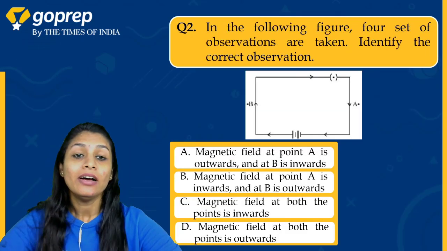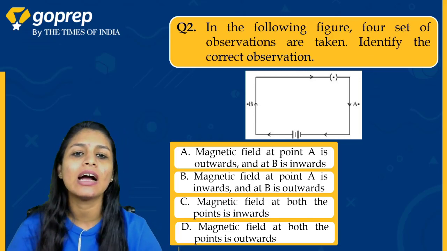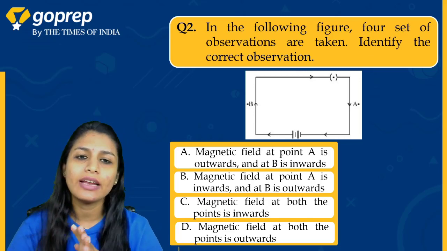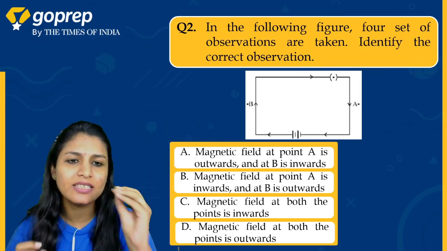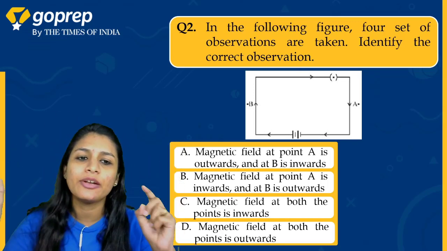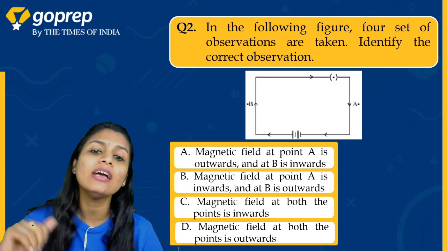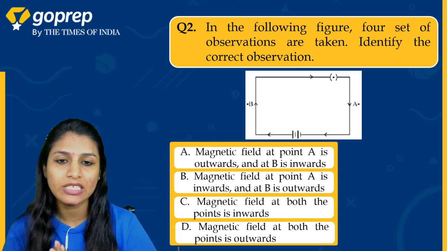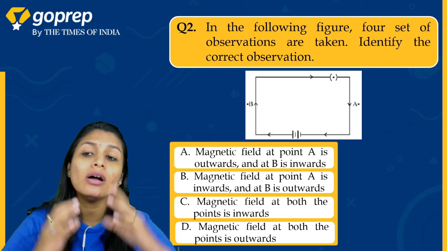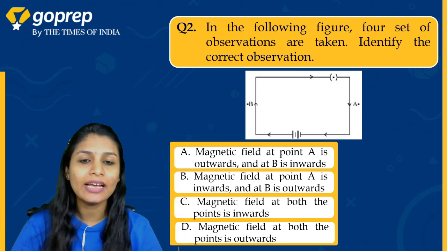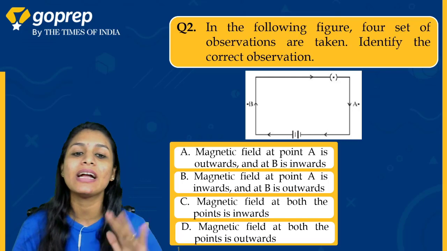Okay. So there is another question. 4 set of observation are taken. Identify the correct observation. Okay. So there is a circuit and in that circuit there are 2 points A and B. आप देख सकते हैं A में नीचे की तरफ करंट जा रहा है और B में ऊपर की तरफ करंट जा रहा है. हमें मैग्नेटिक फील्ड का डायरेक्शन बताना है. तो सबसे पहले तो अगर एक करंट कैरिंग कंडक्टर है और उसमें हमें मैग्नेटिक फील्ड का डायरेक्शन बताना है तो हमको क्या यूज करना पड़ेगा?